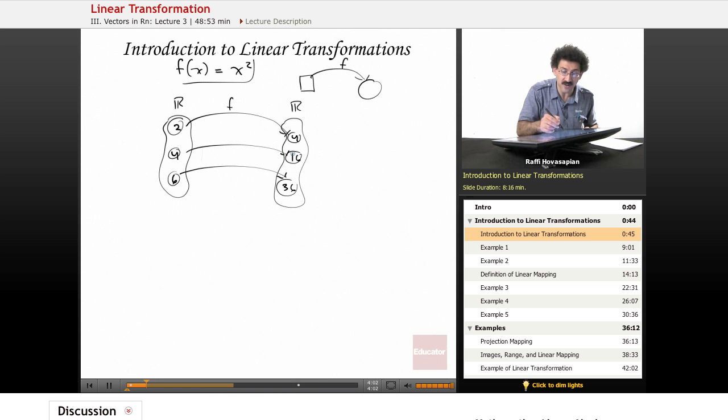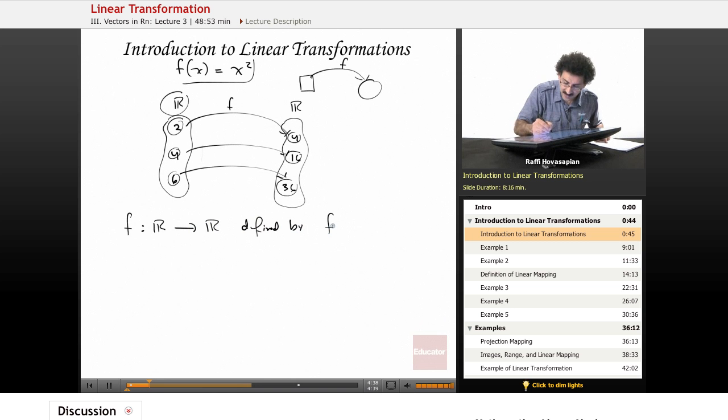In other words, to every number in the set of real numbers, you're associating another number in the set of real numbers. So you've taken something from the reals and you've ended up back in the reals. You can think of it as sort of ending up back in the same set, but we like to represent it this way. We like to think of them as two different sets. And we actually denote this like this. We say f is a mapping from the real numbers to the real numbers defined by f of x equals x squared.